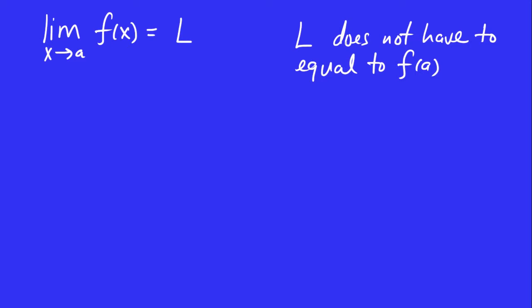But under certain special circumstances, they are equal to each other. The limit is the same as the value of the function. And in those special cases, that's what it means for the function to be continuous at a. I just wanted to say that again because it's so important. So let's keep going.